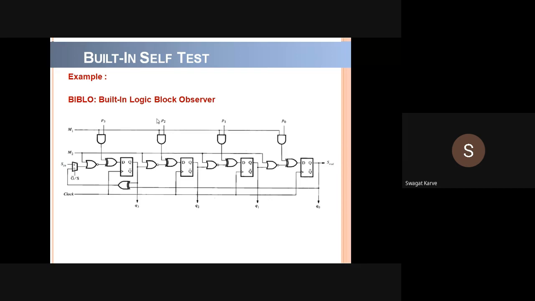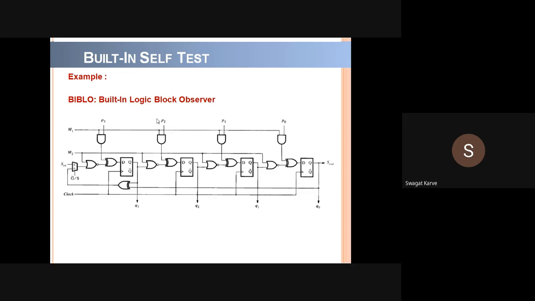Then if you apply 1 0, then this circuit will get reset. That means it will erase everything and it will come back to its original state. That means it will simply reset. And if you apply 1 1, then the same circuit will behave as a signature analysis circuit.